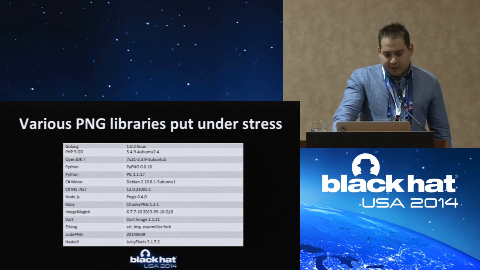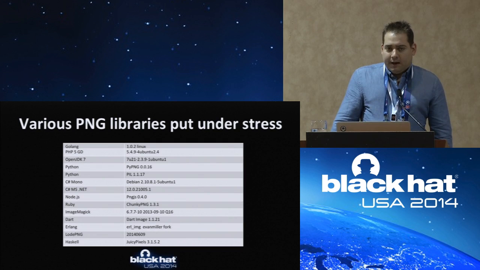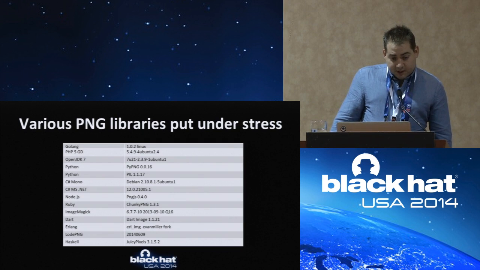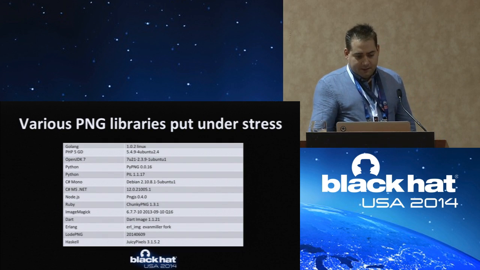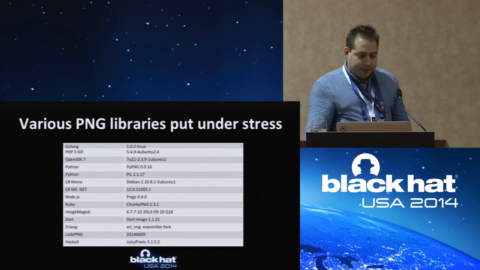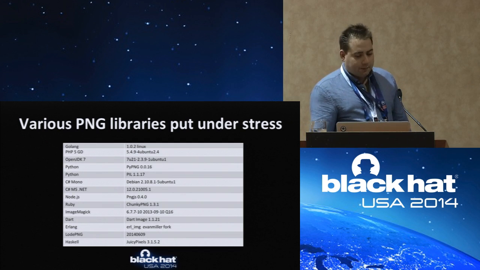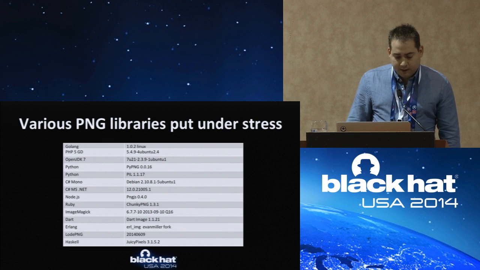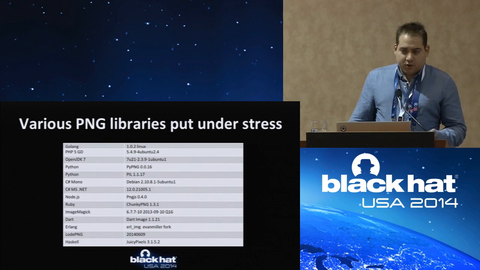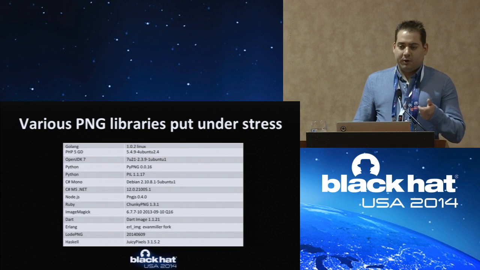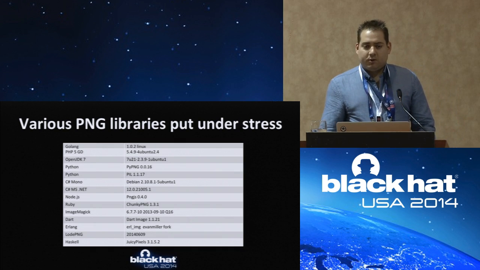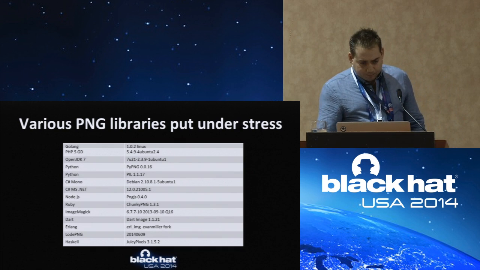So which libraries did I try? I tried Golang, PHP 5 with GD, the image library, OpenJDK 7. For Python, I tried with PIL and the Python image library. I tried C#, the Mono version, and the official Microsoft version. And by the image library, you can very easily tell which one is Mono and which one is .NET, because they don't use the same image library at all.